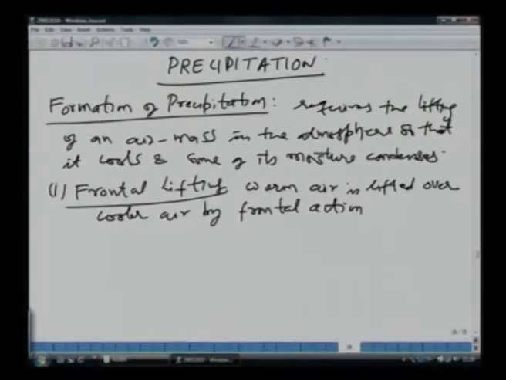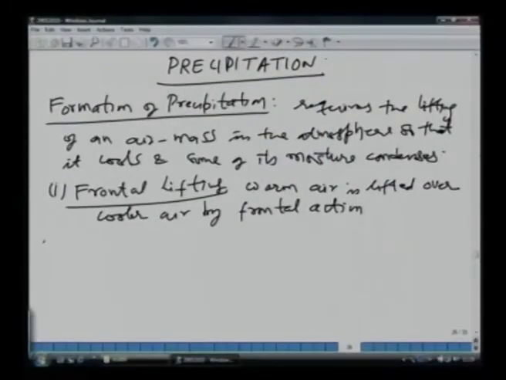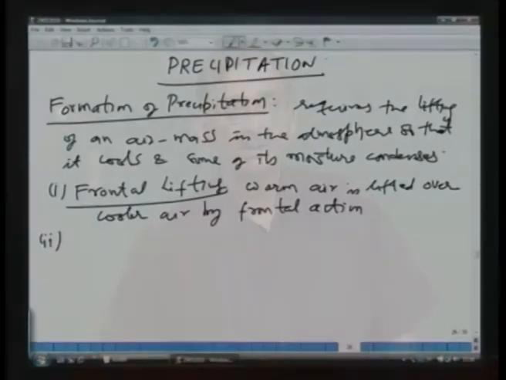And the resulting precipitation is then known as the frontal precipitation. All right. We will not go into the details of this because we have already seen them. We are just looking at 3 different mechanisms. The second one: what happens in the hilly areas or the mountainous regions? How does the rainfall form there?